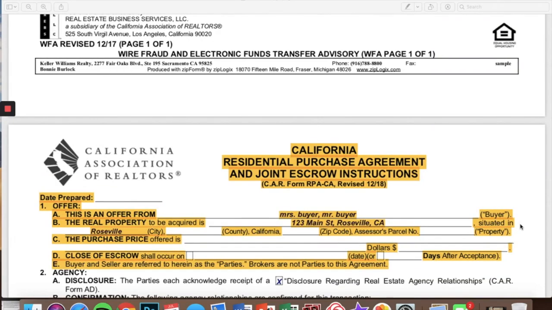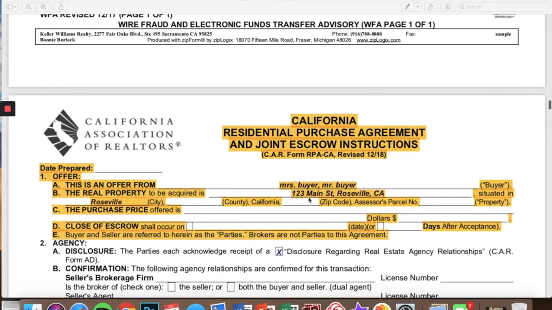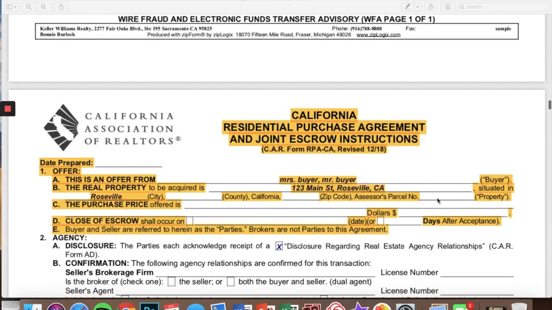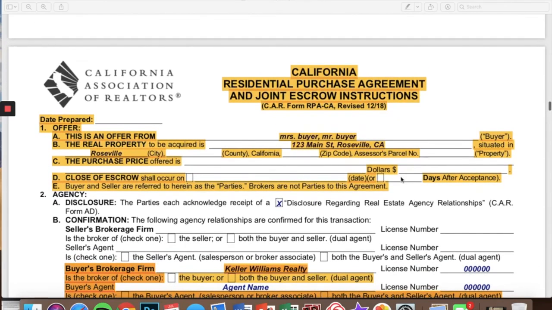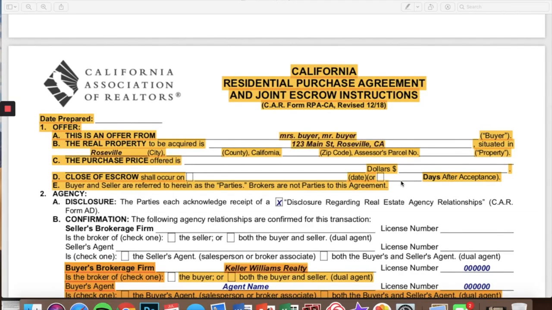Now we're going to review the California Residential Purchase Agreement and Joint Escrow Instructions. So first things first, we're going to put our date prepared, and then we are going to obviously put who the clients are, the address of the property, city, county, zip code, assessor's parcel number. This number can be found on the tax records or on the MLS listing. And then we're going to put our purchase price, and this is what we're offering, and our close of escrow date. Ordinarily, it's 30 days, but you can manipulate that depending on your situation.